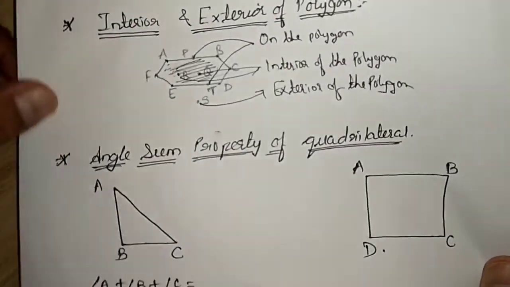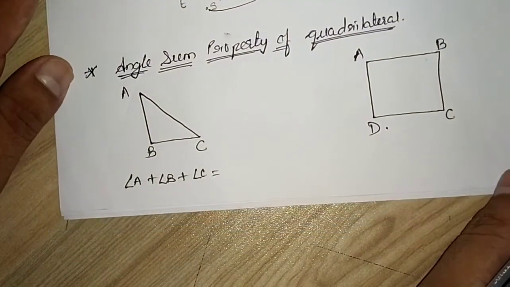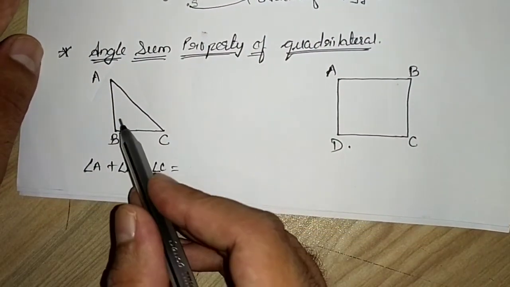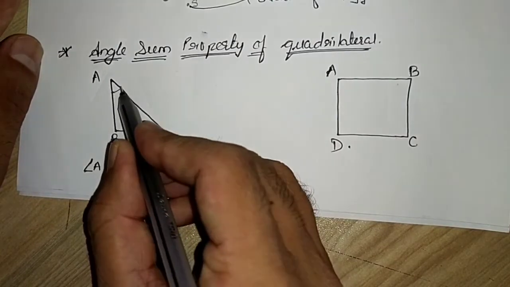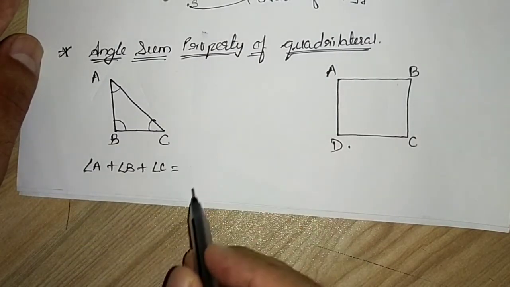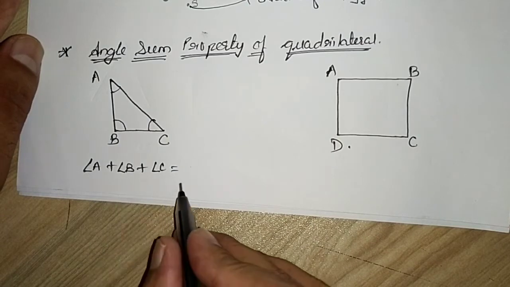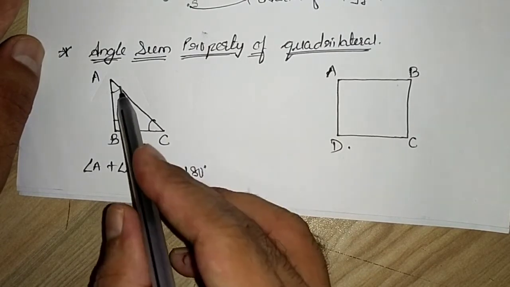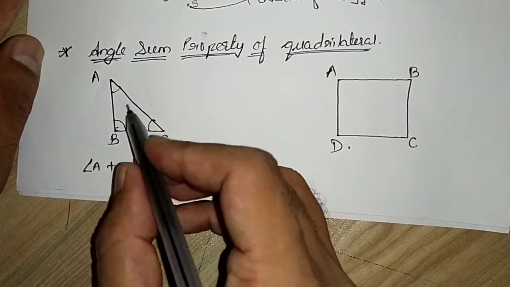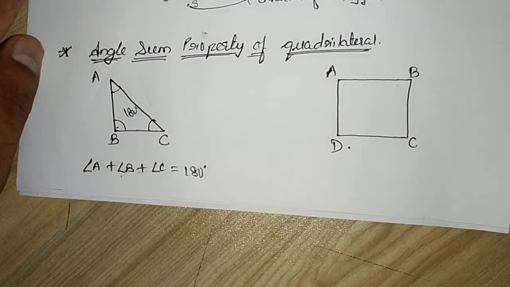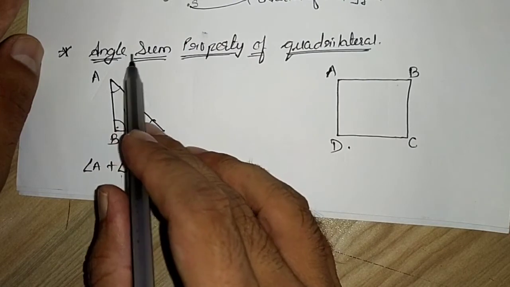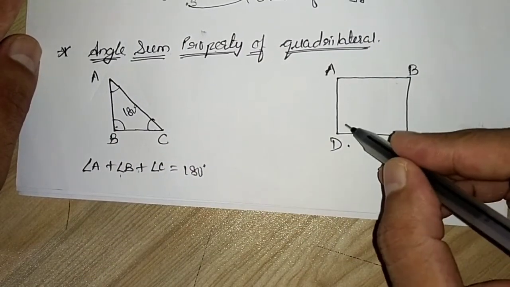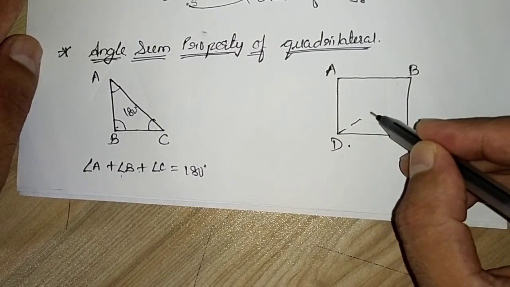Now moving to the next topic, angle sum property of quadrilateral. In 7th standard you have studied the angle sum property of a triangle: angle A plus angle B plus angle C is equal to 180 degree. Now we are in the topic angle sum property of the quadrilateral. If I join one of the diagonals, let me join this diagonal.